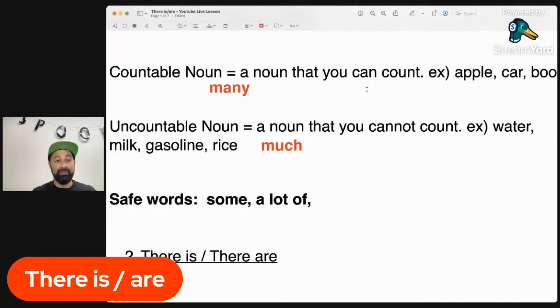Safe words. I have a lot of latte. I have a lot of apples. I have some apples. I have some latte. Okay, so some and a lot of are very, very safe words.